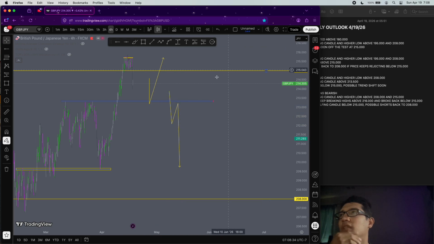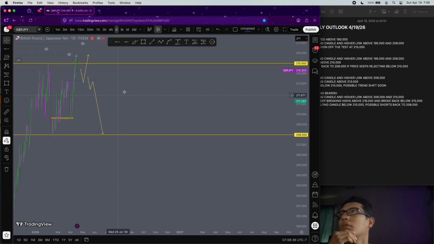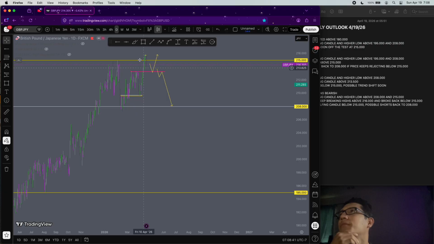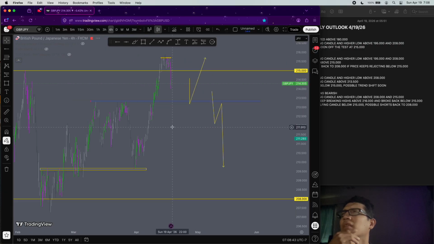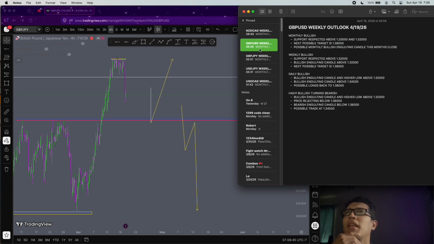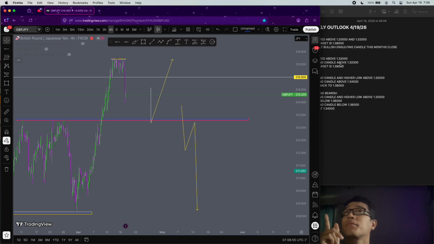But for now, we could get the buys here and price will still be bullish, right? So we have to wait. Some really good setups this week. And then last but not least, GBPUSD: monthly bullish, weekly bullish, daily bullish, H4 and H1 bullish turning bearish, correlating with GJ.